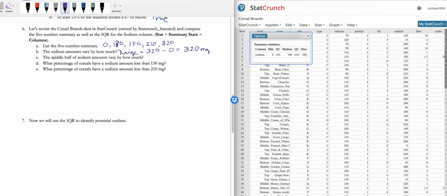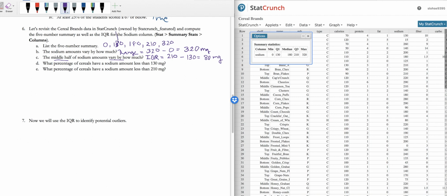Okay, the middle half of sodium amounts vary by how much? Well, now, since we're focusing on the middle half, and we're asked for the amount of that variation, that is going to be our inner quartile range. So we're going to take Q3, which is 210, subtract Q1, which is 130, and get our inner quartile range of 80 milligrams.